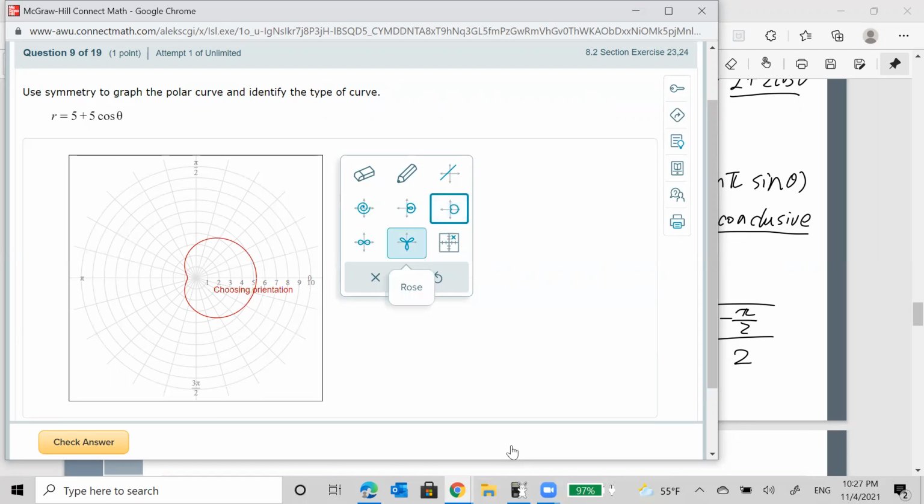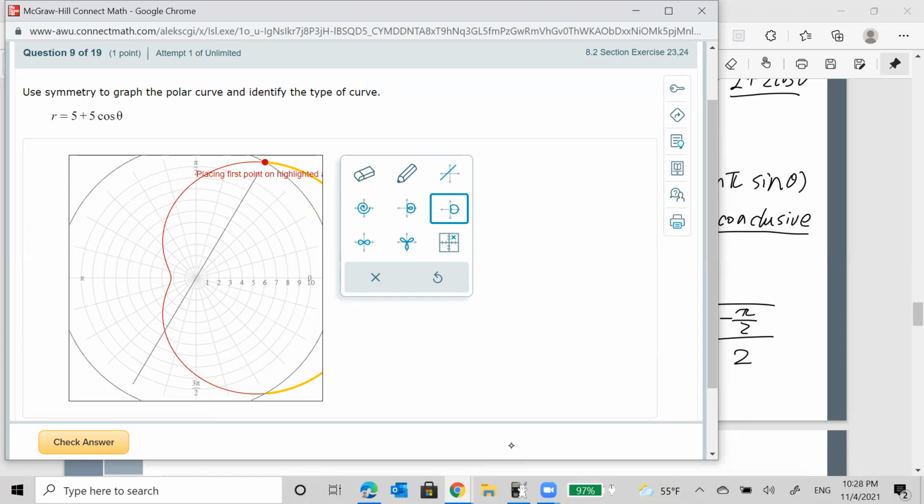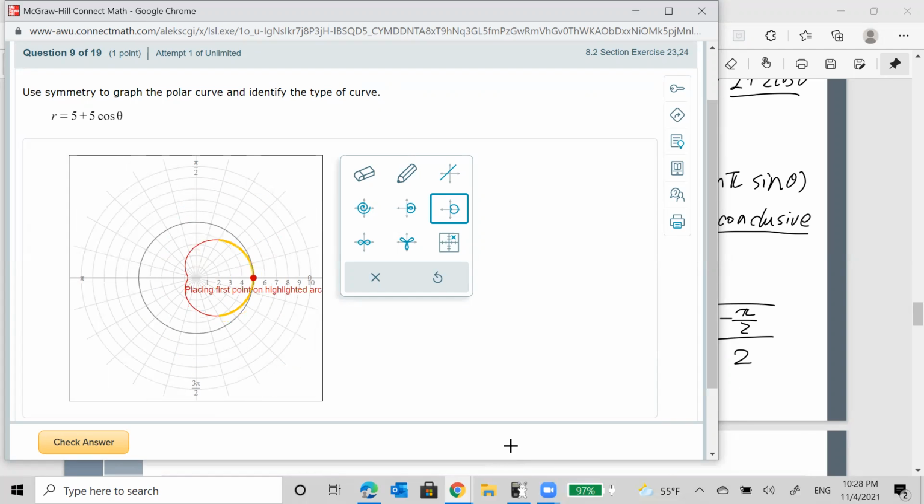because I know the cardioid. So we know that's a cosine and this is positive. So the shape should be like this, right? And then what's the next step? Placing the first point on the highlighted arc. So we know this point must be a plus b. So 5 plus 5 is 10.